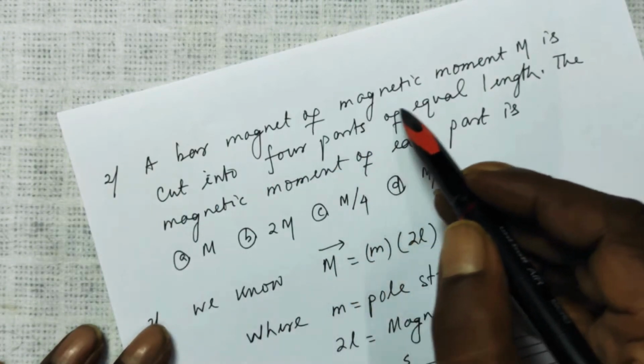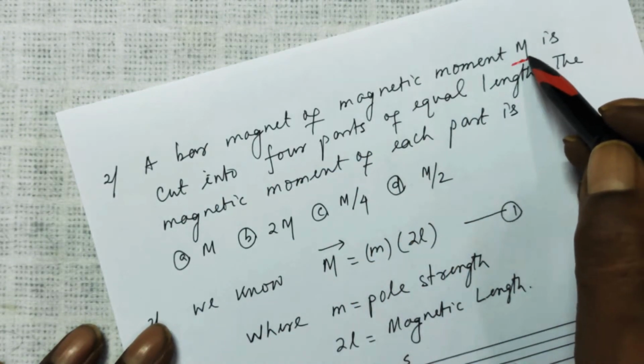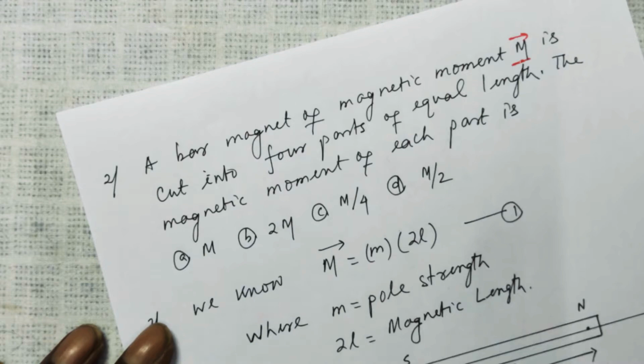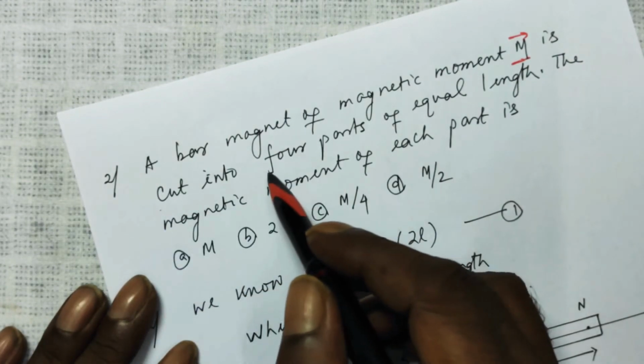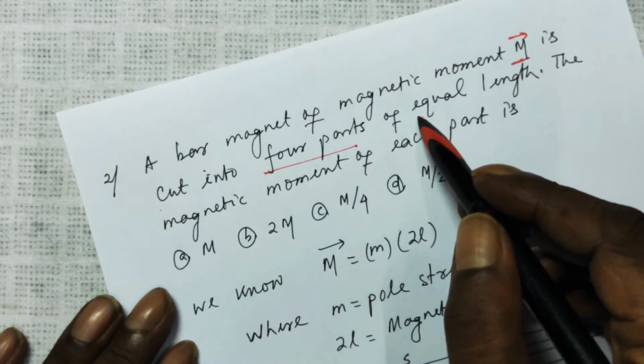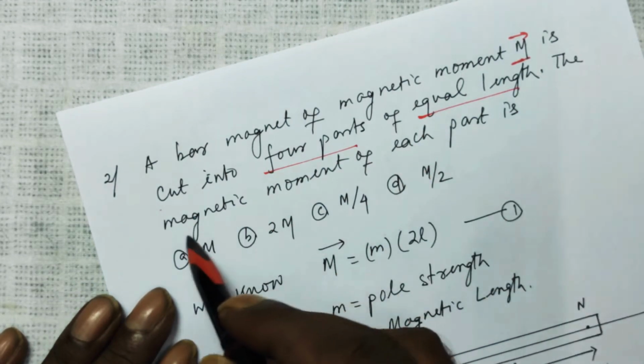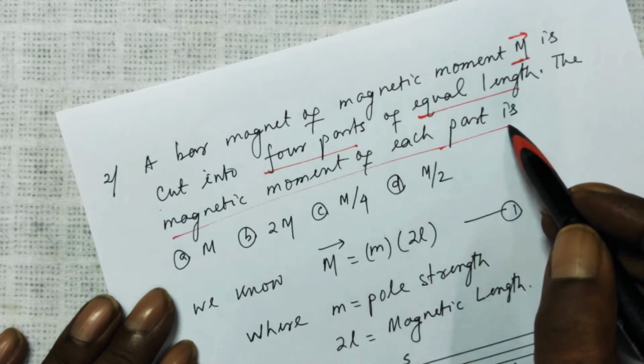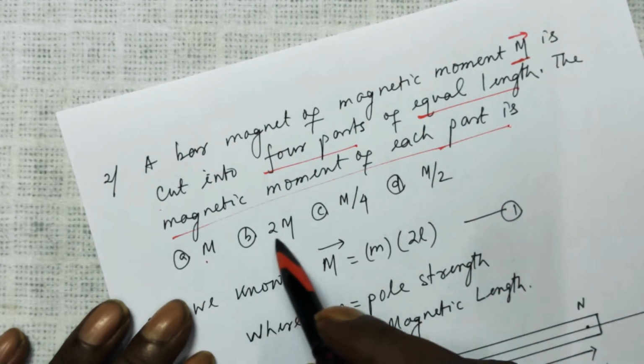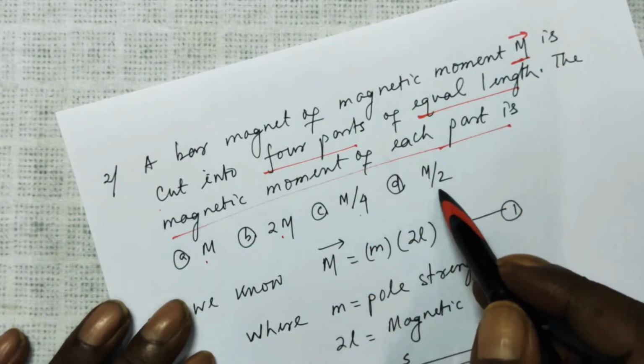A bar magnet of magnetic moment M. Magnetic moment M is a vector quantity directed from south to north. I have explained this to you in my theory lessons. It is cut into 4 parts of equal length. The magnetic moment of each part will be m, or m by 4, or m by 2.